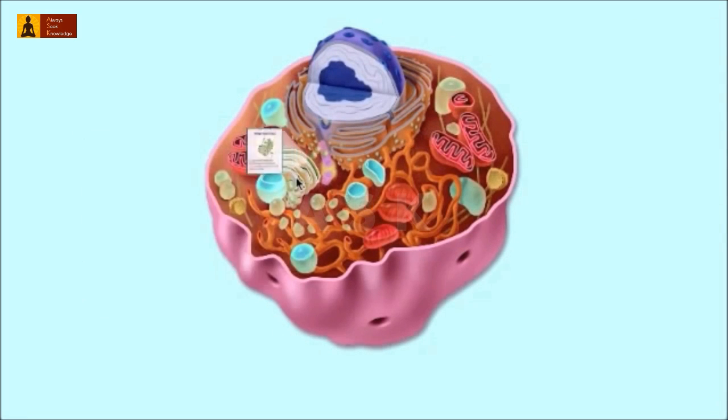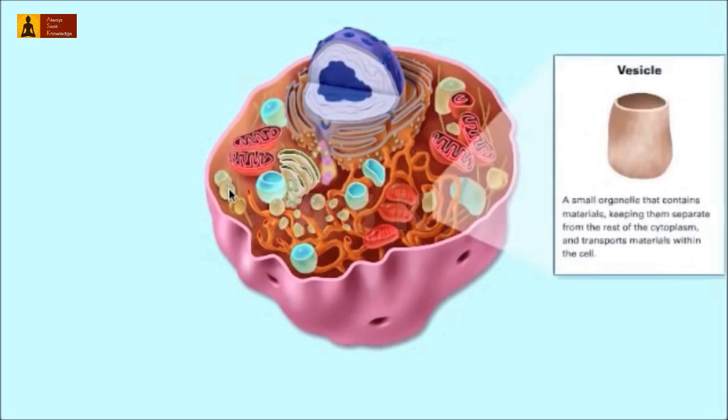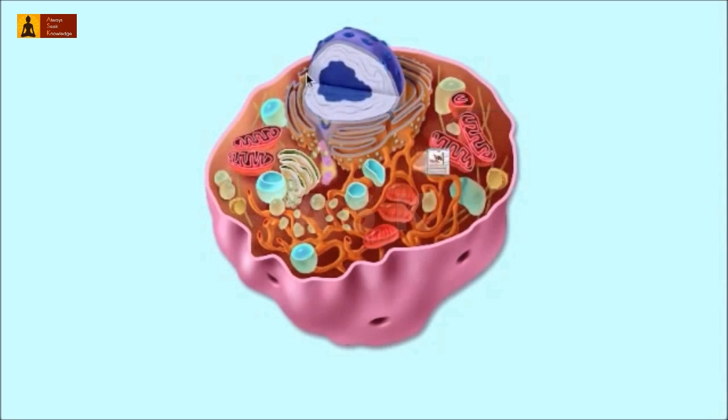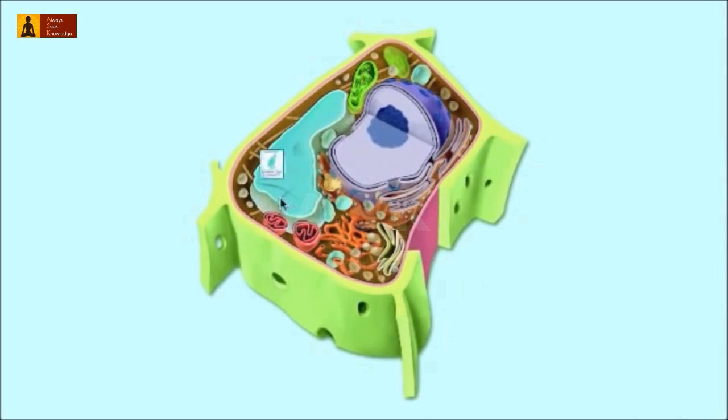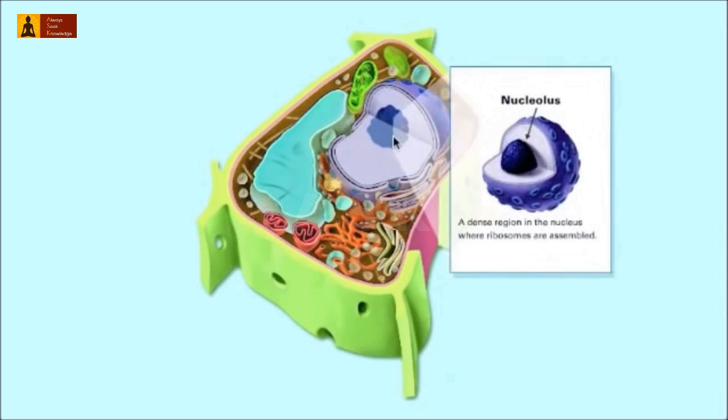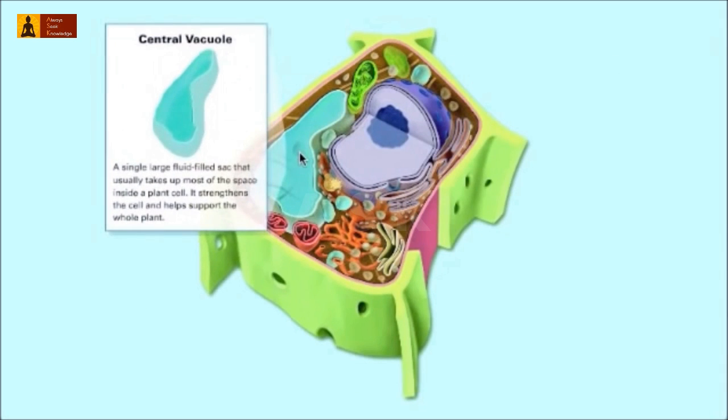Now, since we are done with the animal cell, let's move on to the plant cell. The plant cell also has a nucleus in it, like we already talked about. The new thing is the central vacuole, a single large fluid sac that usually takes up most of the space inside a plant cell. It strengthens the cell and helps support the whole plant.